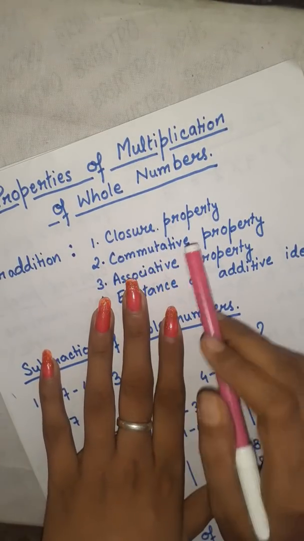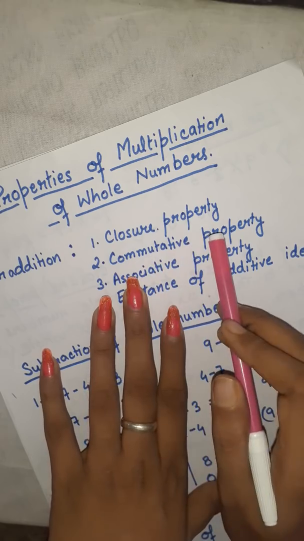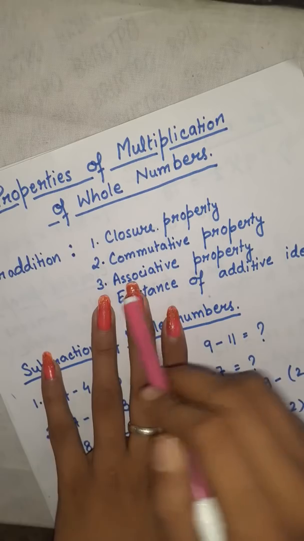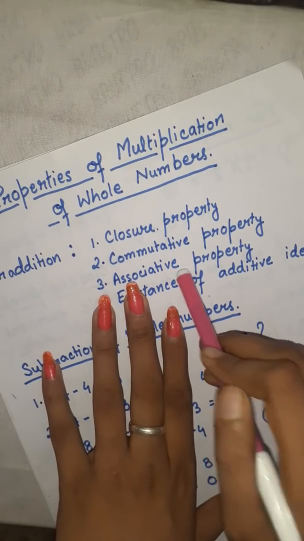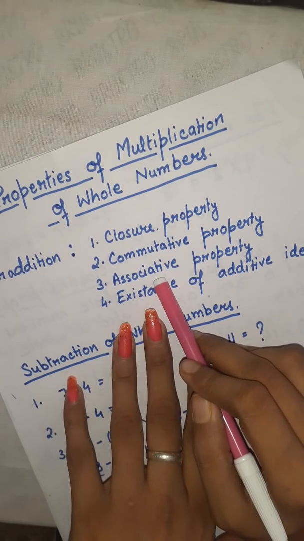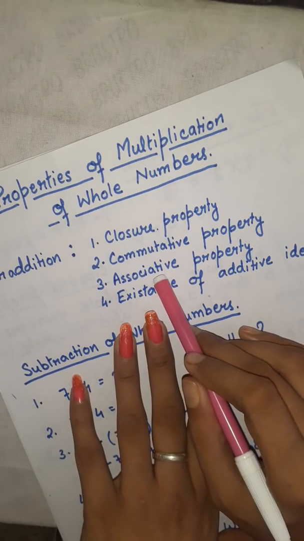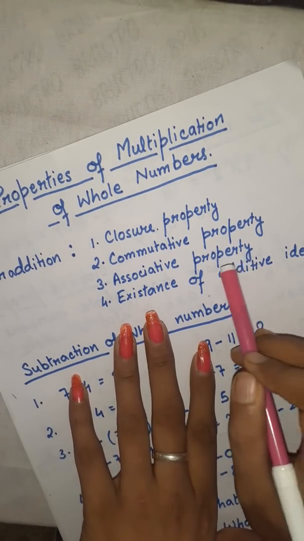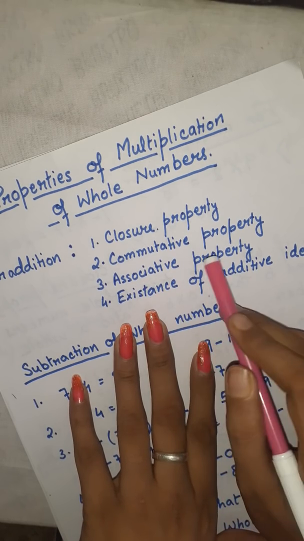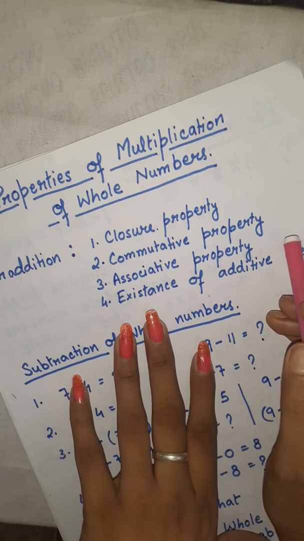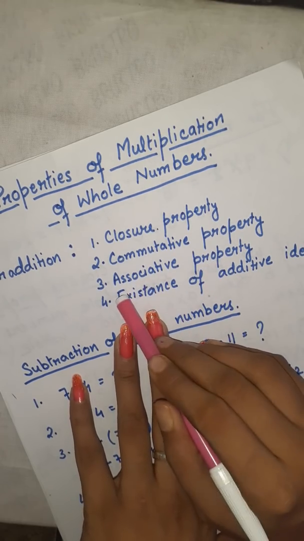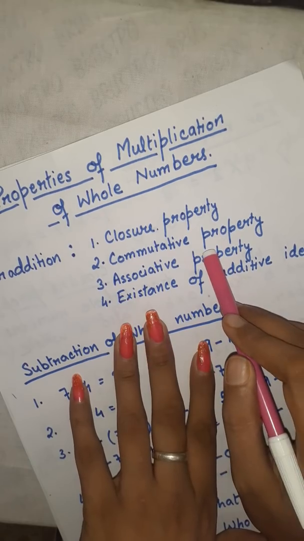Correct? Now, the commutative property, what is that? If you add two whole numbers, suppose 2 and 7, then whatever is the result, if you add them in the reverse order, you will get the same result. That is known as commutative property. In the same way, associative property: irrespective of the sequence of the numbers, you can add them. If you want to add a plus b first and then you want to add c, you can do that. And if you want to add b plus c first and then you want to add a, you will get the same result.